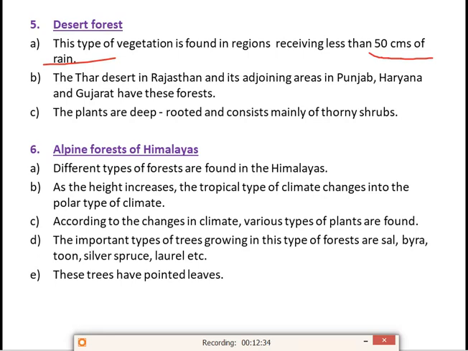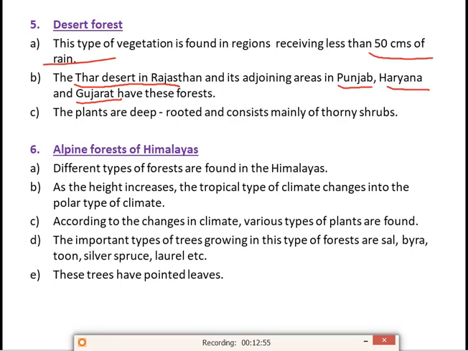The Thar Desert in Rajasthan and its adjoining areas in Punjab, Haryana, and Gujarat have these types of forests. So just remember, the desert forest we can see in the Thar Desert of Rajasthan, Punjab, Haryana, and Gujarat areas. The plants are deep rooted and consist mainly of thorny shrubs.